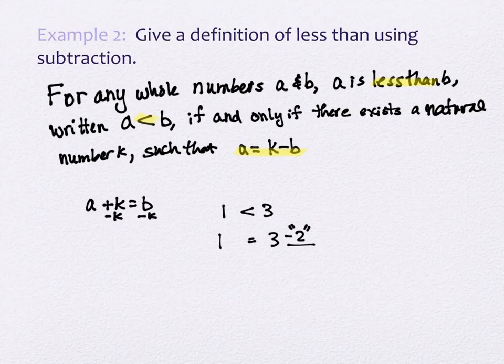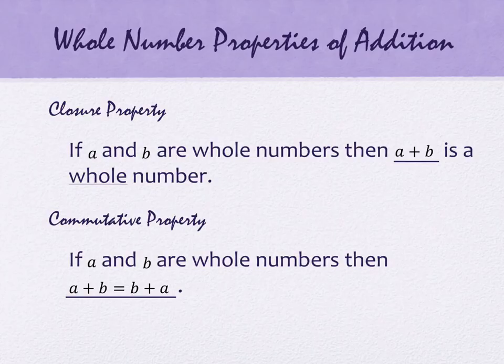There are 4 whole number properties that we're going to look at. The first one always throws people, okay? It's called the closure property. The premise for it is very straightforward. It says that if you have 2 whole numbers and you add them together, you get a whole number.